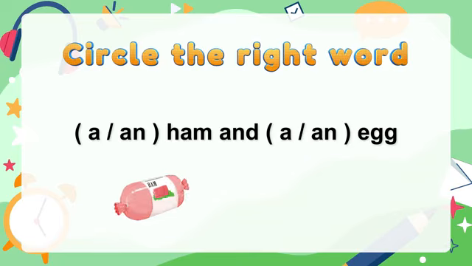An ham. Ham begins with a consonant, so we circle a. A ham. Egg begins with a vowel, so we circle an. An egg. A ham and an egg.